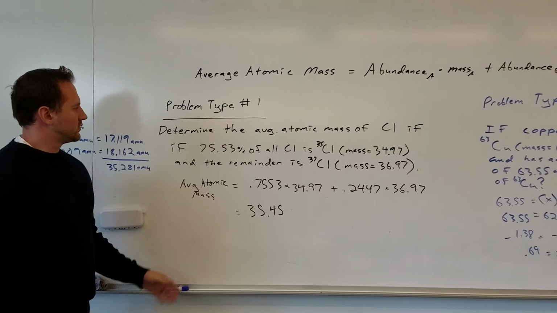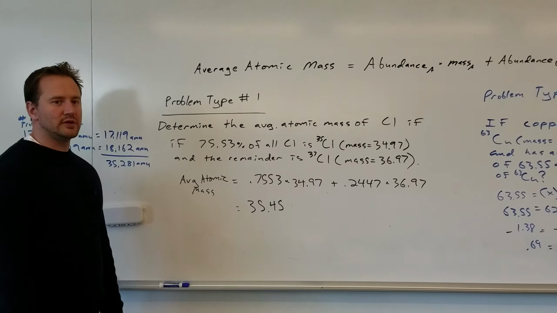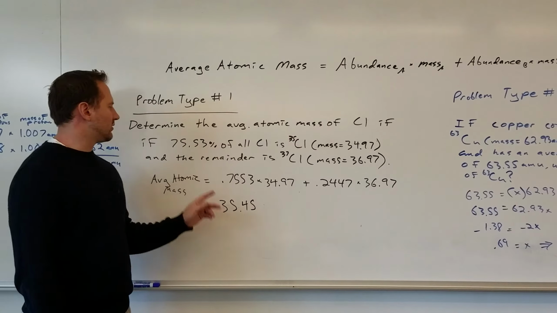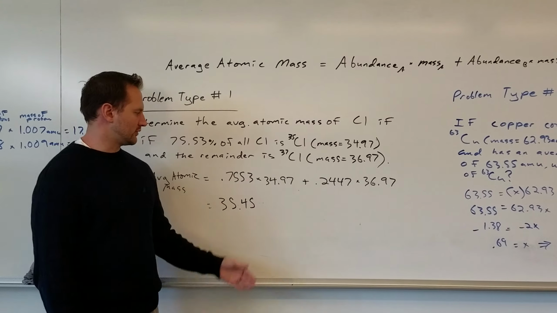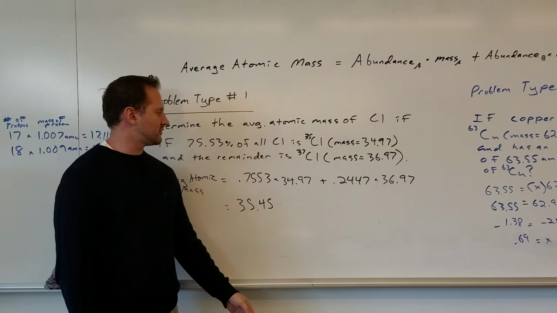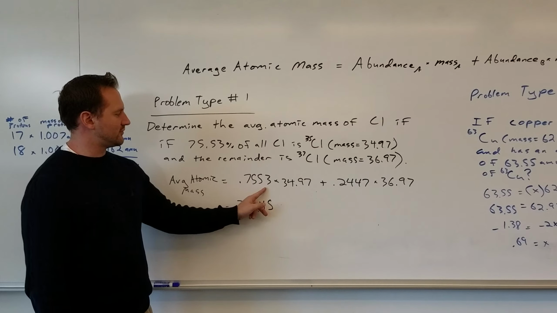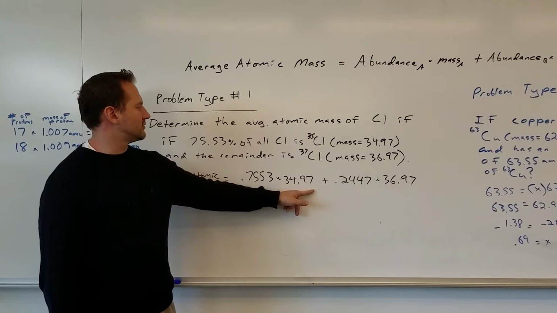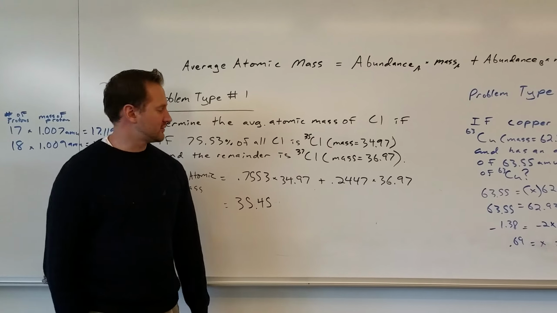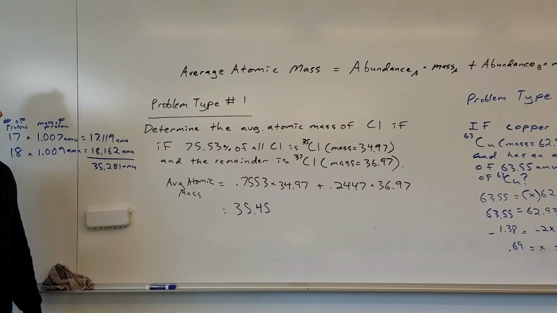In this problem, you're just determining the average atomic mass. I tell you 75.53% of all chlorine is chlorine 35, and I give you the mass of that. And then the rest of it is 37, so you can figure out the percentage would be 24.47%, and I give you the mass. So when you plug these values in, that converted to a decimal is 0.7553 times the mass of that isotope plus the abundance times the other mass. When you do that out, you get 35.45, which is the average atomic mass of chlorine.